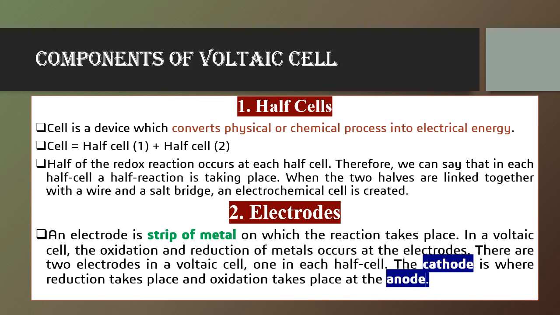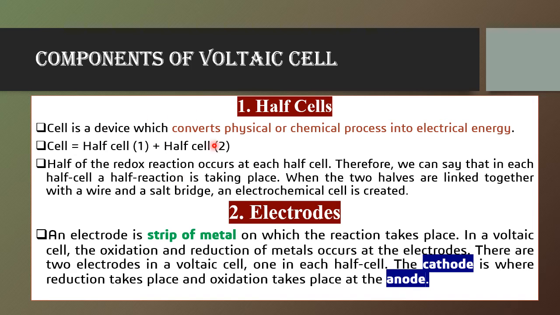And if we represent the salt bridge in the equation, we use the two parallel lines. So the components of a voltaic cell are the half cells. A half cell consists of two separate halves, each containing a different electrode. One is the anode, the other is the cathode. On both of these half cells, two different types of chemical reaction are occurring. On one side oxidation, on the other side reduction.